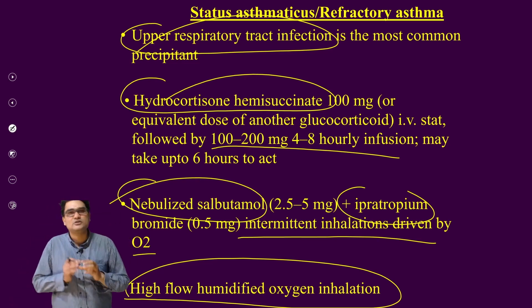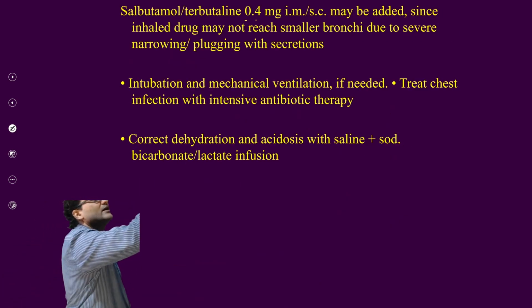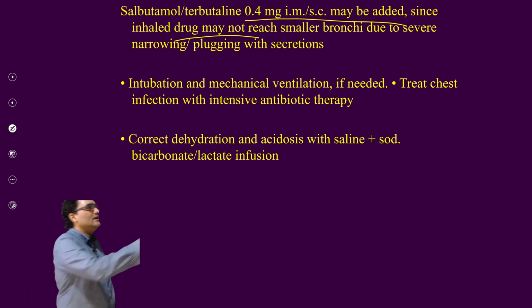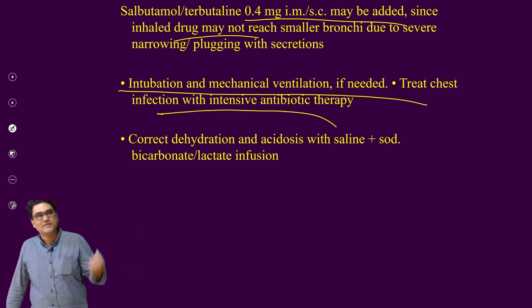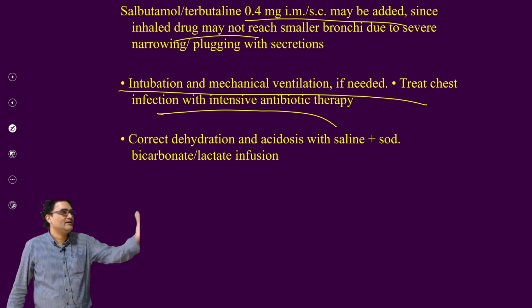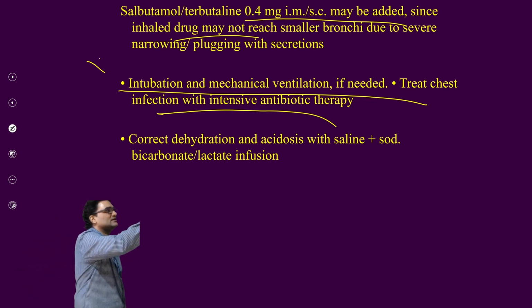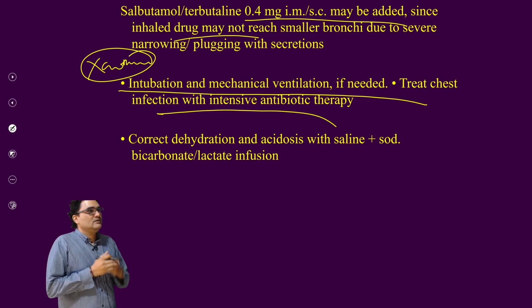Other drugs which are usually followed are salbutamol or terbutaline 0.5 mg IM or subcutaneous. If it is not controlled, then you are going to intubate the patient and start mechanical respiration. So after doing all that, next you can give xanthines also, methyl xanthines. Okay, so aminophylline can be given. Next, treat the cause.